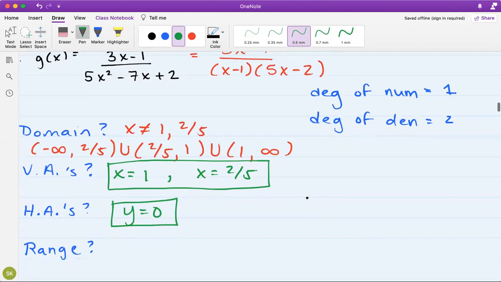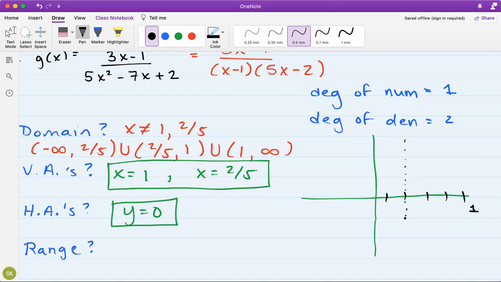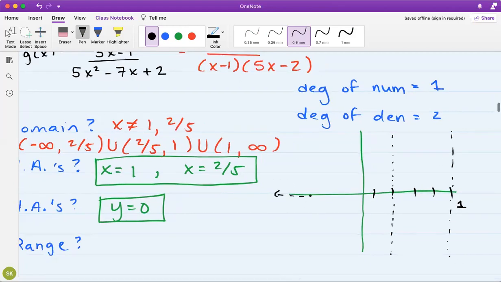I'm going to just do a brief little sketch here just to get me started. So we have these vertical asymptotes at 1 and 2/5. So 1/5, 2/5, 3/5, 4/5, 5/5. This is 1. So what I'm expecting when I graph this is that I'm going to have a vertical asymptote over here, 2/5, also at 1. And then I'm going to have a horizontal asymptote at y is equal to 0.